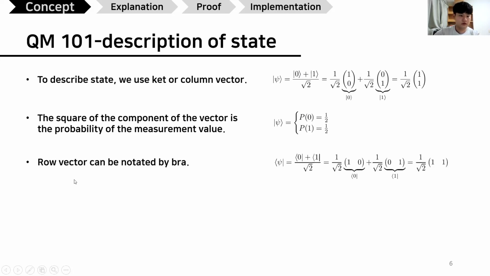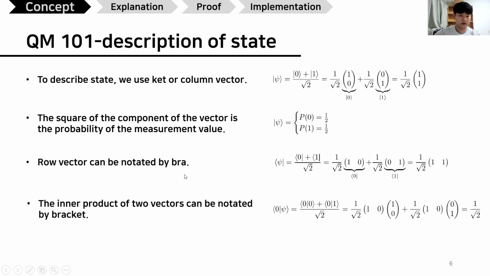Also, there is the row vector. This is denoted by the bra vector. Maybe you know the bra-ket notation, where bra and ket are connected. We can think of the inner product like this. So the bra <0| inner product with ket |psi> is equal to 1 over square root of 2.